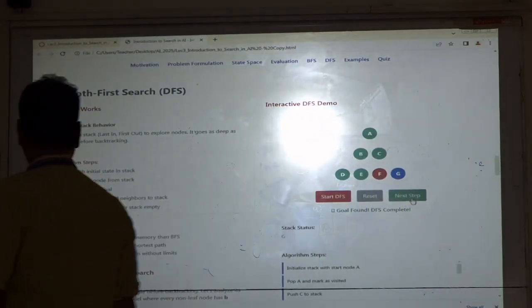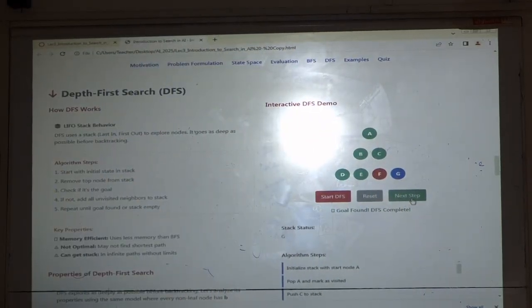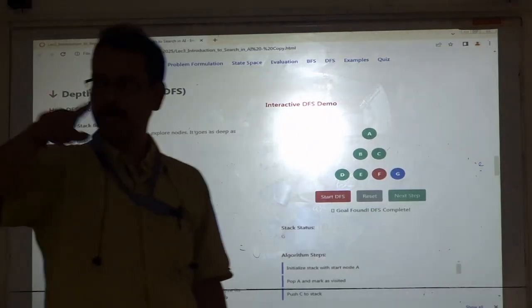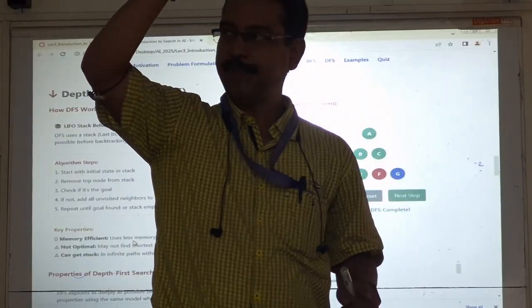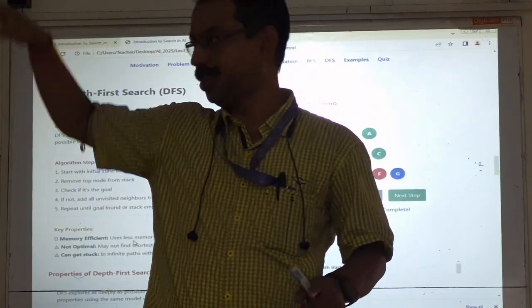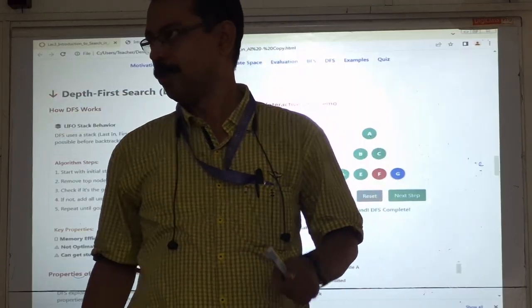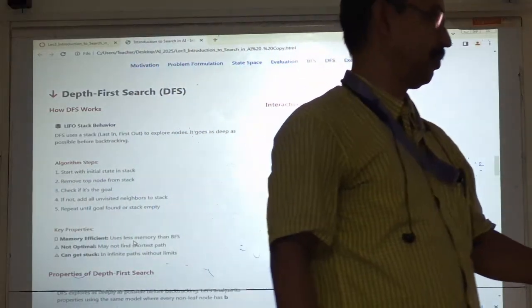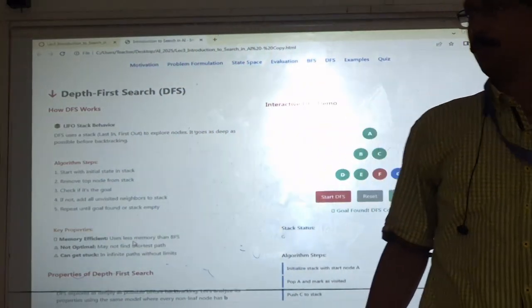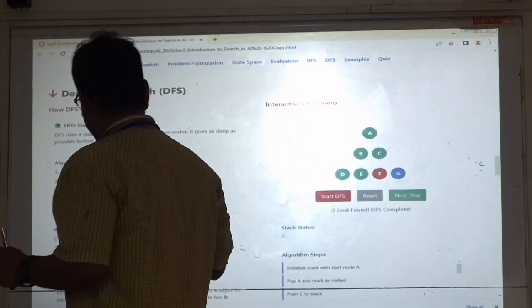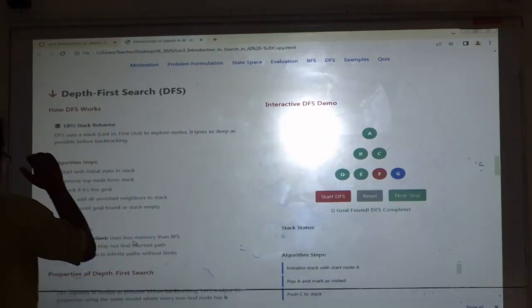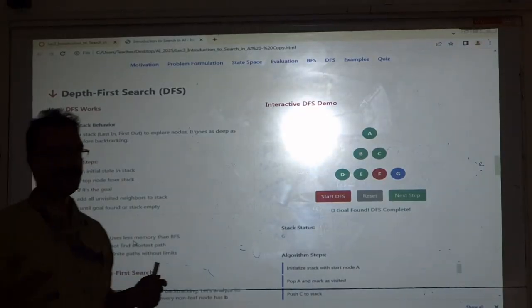But what is the advantage or disadvantage? One of the key advantages of DFS is its memory efficiency, because it is not searching width-wise, breadth-wise, it is going to a single depth. The other portion of the tree is not stored in memory, only the path it is currently traversing. Getting your point? So the memory use becomes very low. But the biggest problem is that it is neither optimal nor complete.